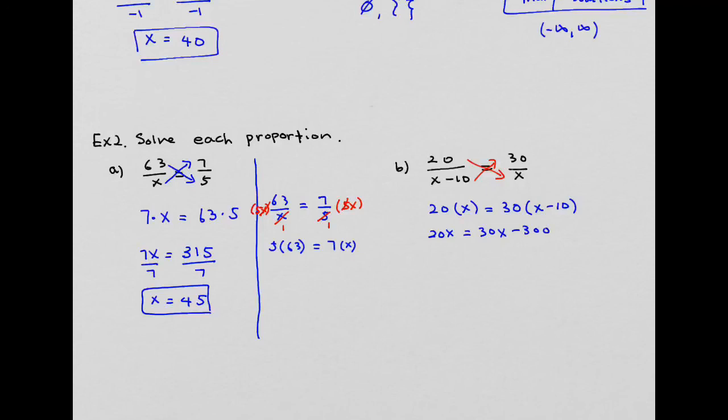And combine the like terms. So you're going to subtract 30x from both sides. You get negative 10x equals negative 300. Then dividing both sides by negative 10 to isolate x, you get positive 30. And that is the solution for that problem.